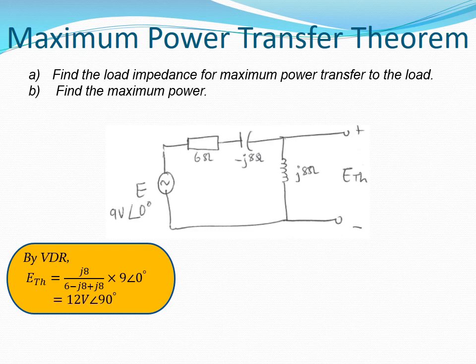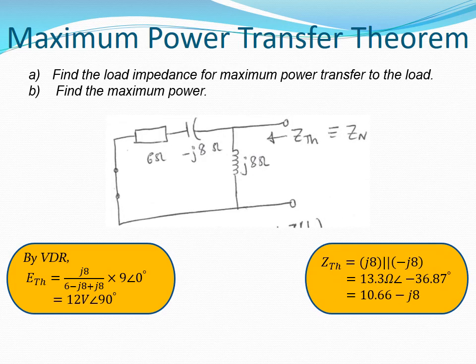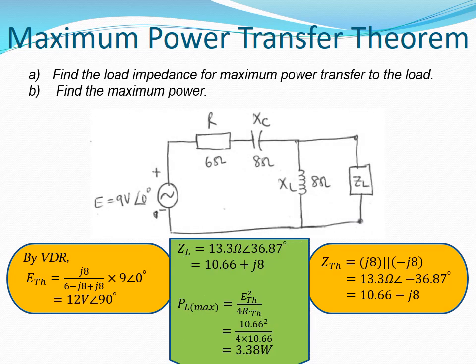We proceed to determine the Thevenin's impedance. We short circuit the voltage source so that we get this circuit. The Thevenin's impedance is worked out as 10.66 minus J8. Therefore, the load impedance for maximum power transfer will be equal to 10.66 plus J8. The power that is delivered to the load at maximum power conditions is equal to ETH squared over 4RTH, which is equal to 3.38 watts.